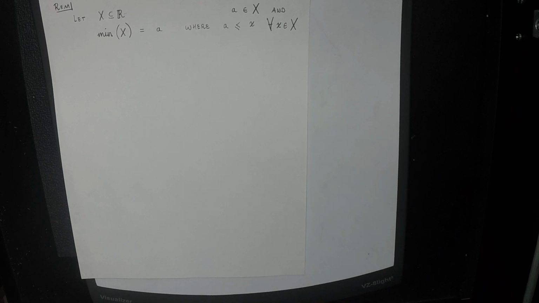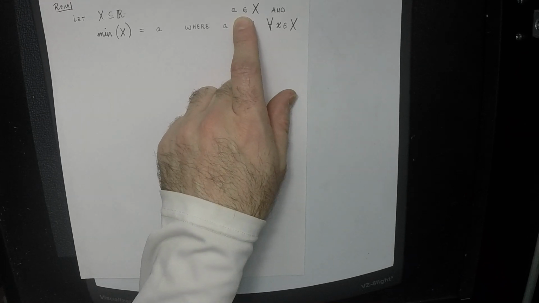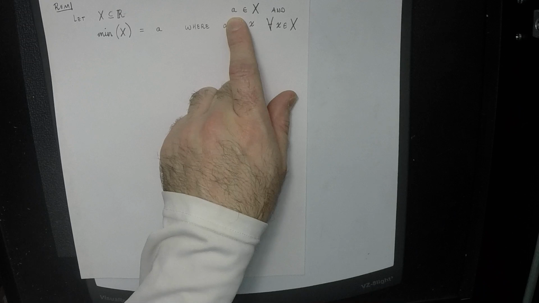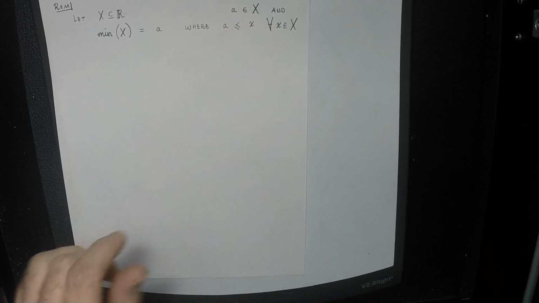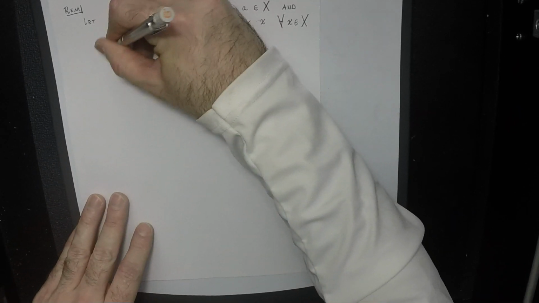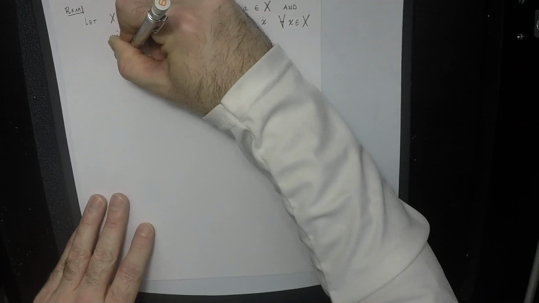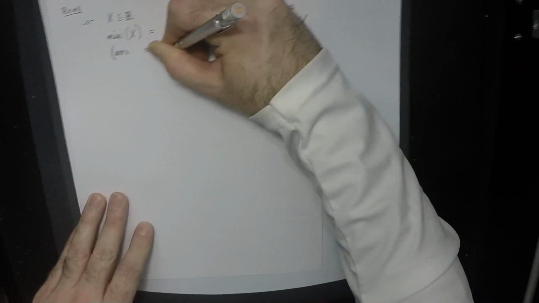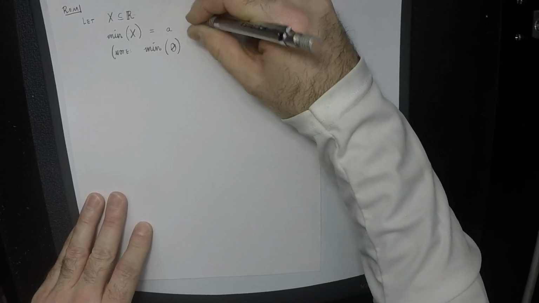Okay, as a result of this definition, minimum is not defined for the empty set. It's not defined because, well, you can't even get started because there is no element in the empty set. So, note, the minimum of the empty set is undefined.